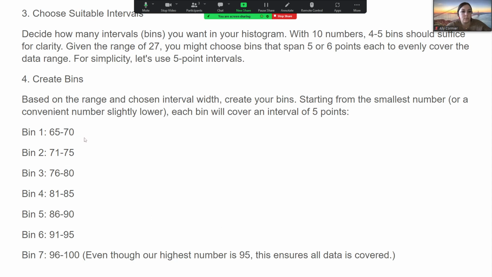So, right, our bin 1 is going to go from 65 to 70, right? Our lowest score was 68, so we want to make sure that's accounted for. And then we're just going to go up by 5s. So 71 to 75, 76 to 80, 81 to 85, all the way to 100. Even though our highest number is 95, we want to ensure that all data is covered.